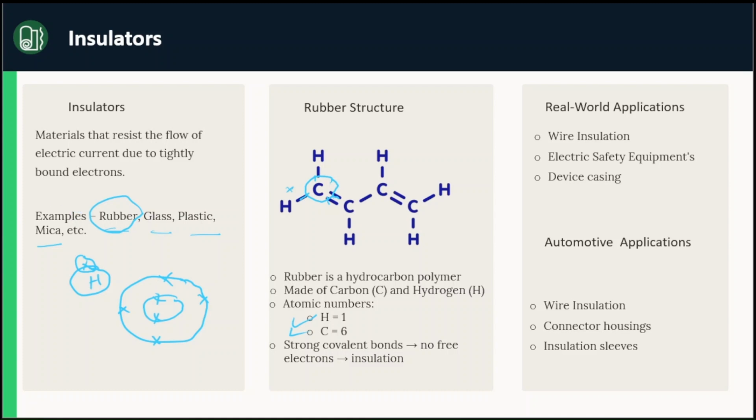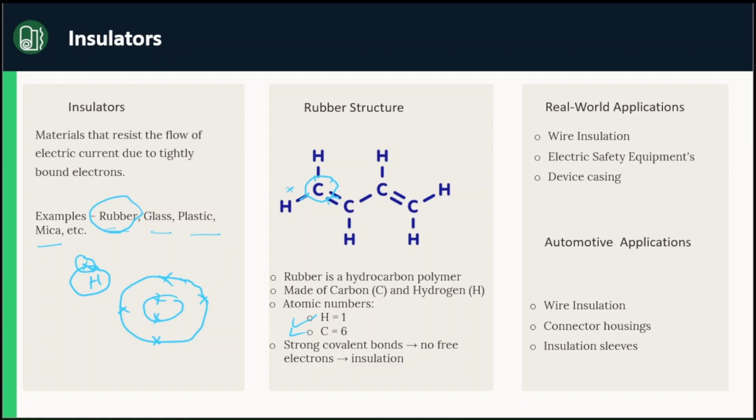If it is stable, the attraction between protons and electrons becomes strong and electricity will not flow. Hence, hydrocarbon polymer rubber is considered to be an insulator, since there are no free electrons. Where are we using it? You might have seen in many places, insulation wire. Sometimes people tell you to check the insulation, because if insulation is not there, then you may get a shock.